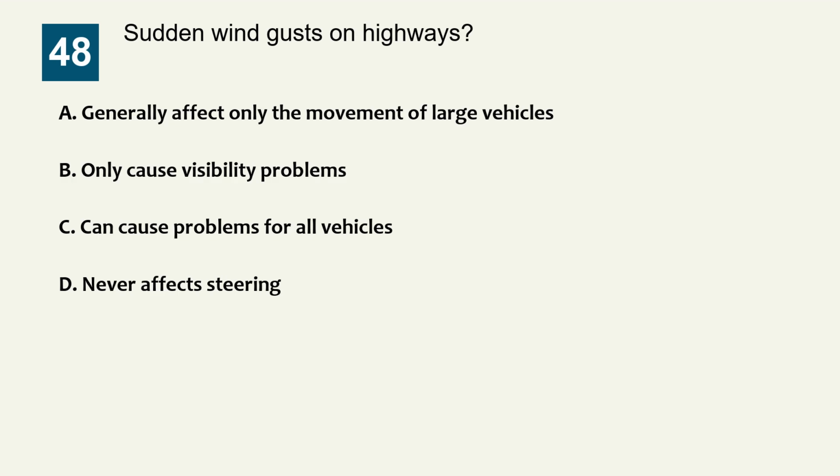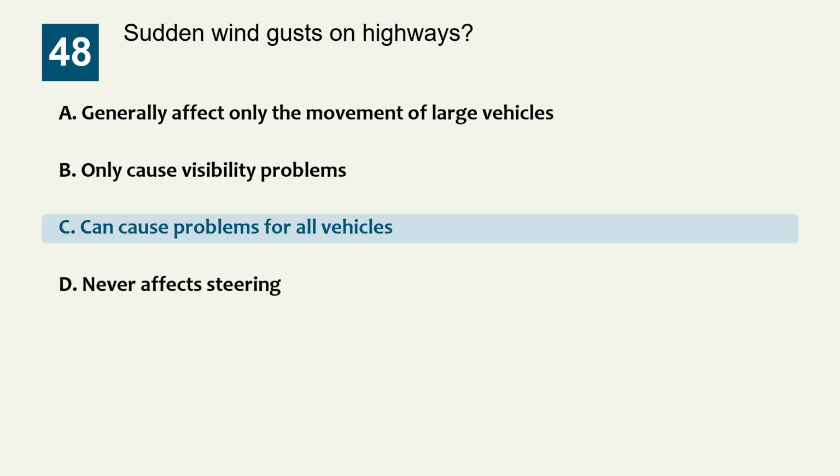Question 48. Sudden wind gusts on highways: option A, generally affect only the movement of large vehicles. Option B, only cause visibility problems. Option C, can cause problems for all vehicles. Option D, never affect steering.